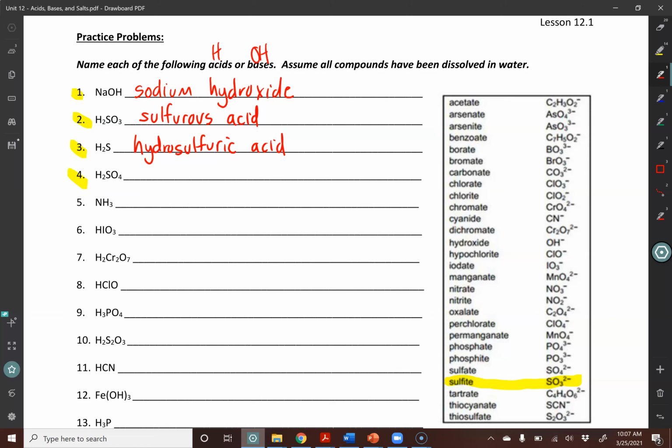Last one, we've got H2SO4. Another polyatomic. If we go back to the table, we can see SO4 with the charge of 2- is sulfate. What should be the name of H2SO4 as an acid? Yeah, this is sulfuric acid. And that's really the thought process you need to go through. Find your polyatomic, look at its name, check the ending in particular. Ates turn into ics, ites turn into us's.